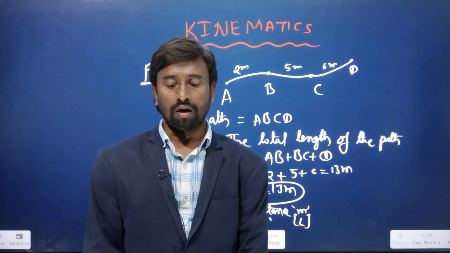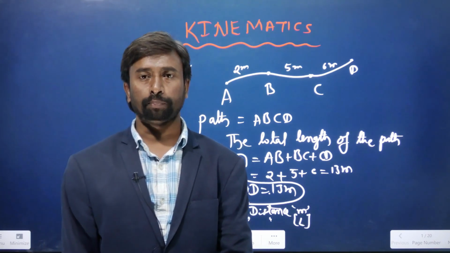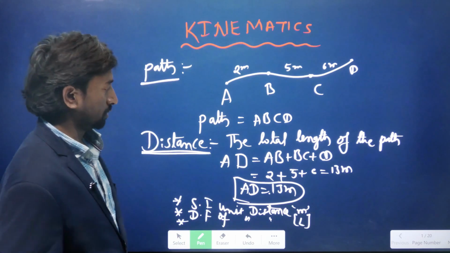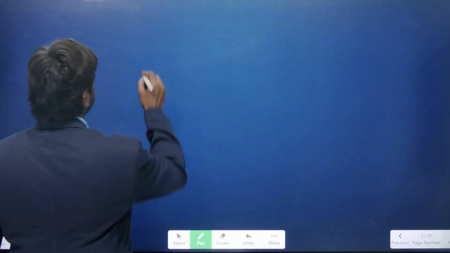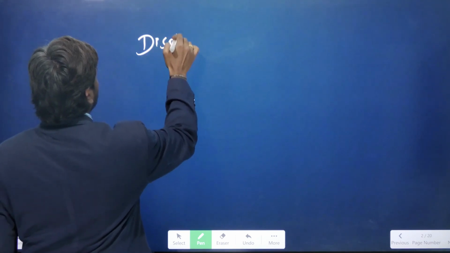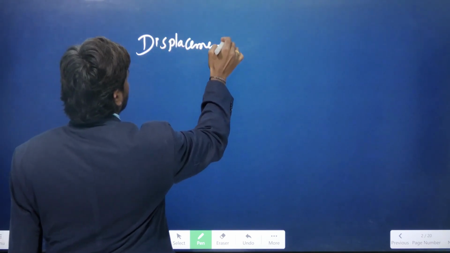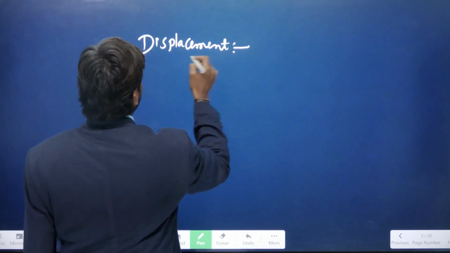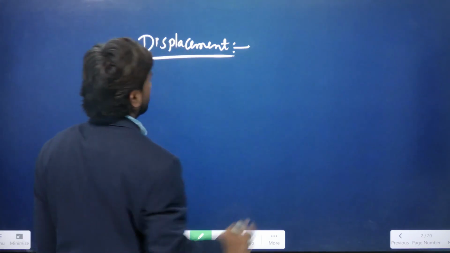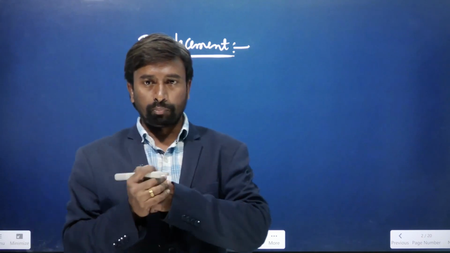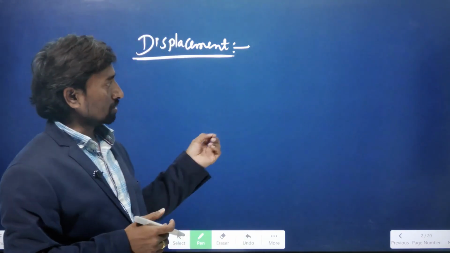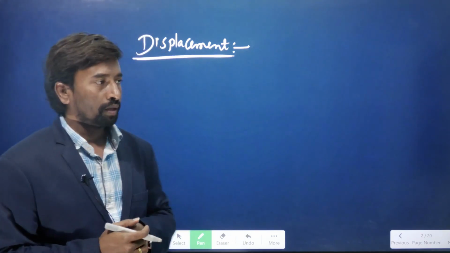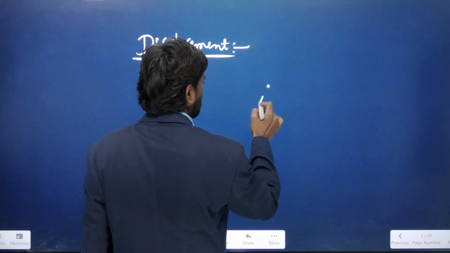Afterwards, the next more important definition is the displacement. So what is the displacement? See, to go from one place to another place, there are many ways. Some ways will have lesser distance and some ways will have greater distance. But from a point, suppose let us consider here point A to B.